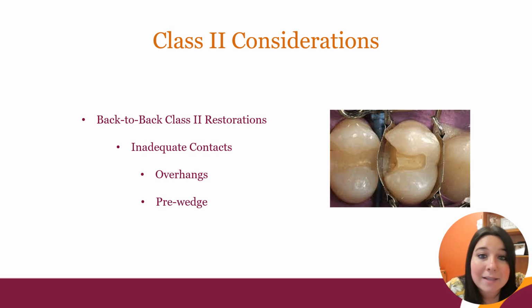If there's overhangs, make sure that you are preventing overhangs by choosing the correct band size and the correct wedge size, so that way when you pack the composite into the box, it is not squeezing out through the matrix. This will help you prevent overhangs.